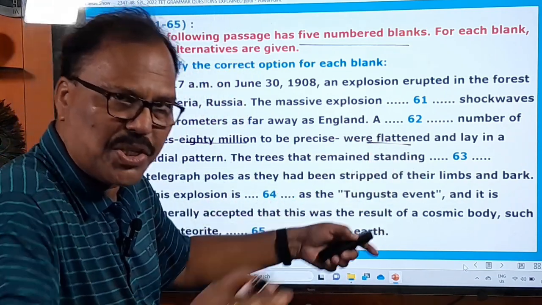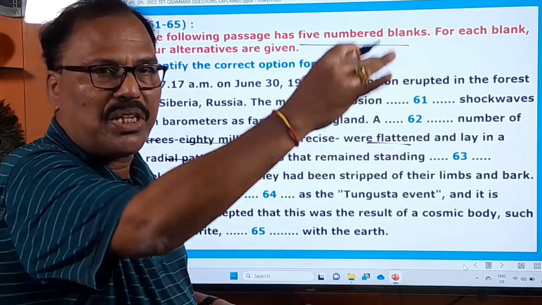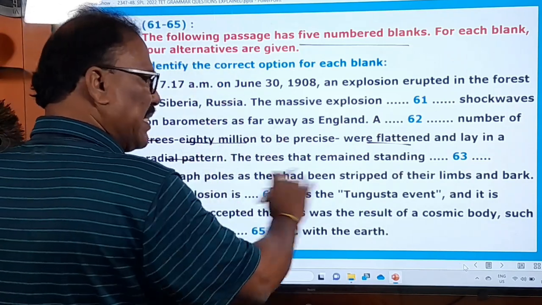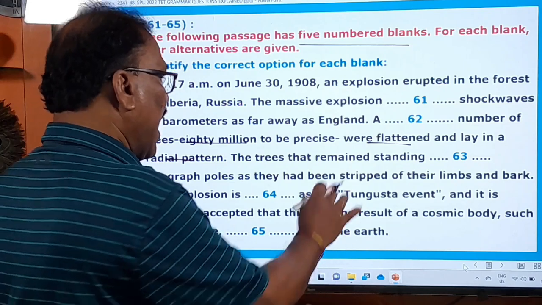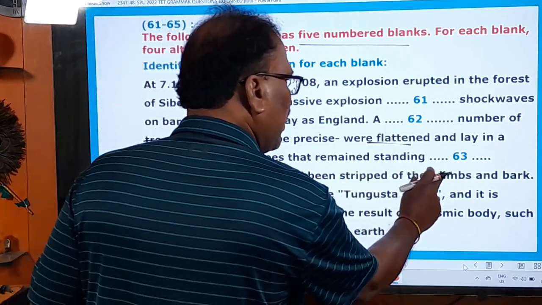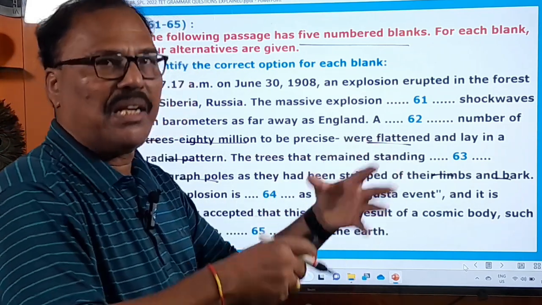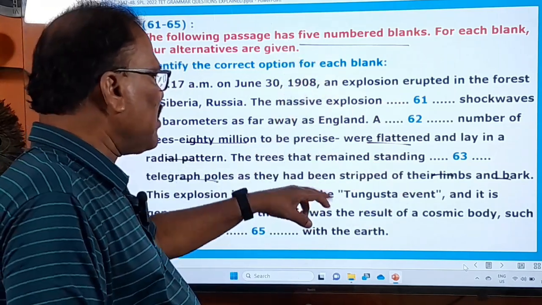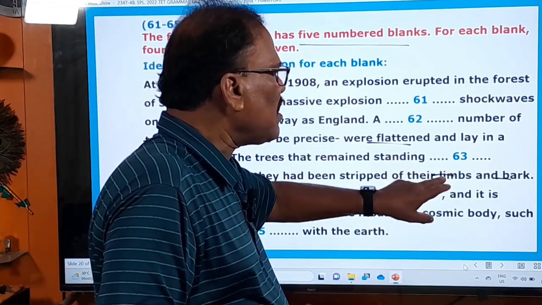Flattened means they were totally destroyed, and lay in a radial pattern. So in the area where the explosion took place, all the trees fell down, and millions and millions of trees were flattened or destroyed. The trees that remained standing, the ones that survived, were standing dash telegraph poles as they had been stripped of their limbs and bark. Limbs here means leaves and branches, and even the bark was stripped off. Stripped off means removed. Leaves, branches, and bark, these three were removed.